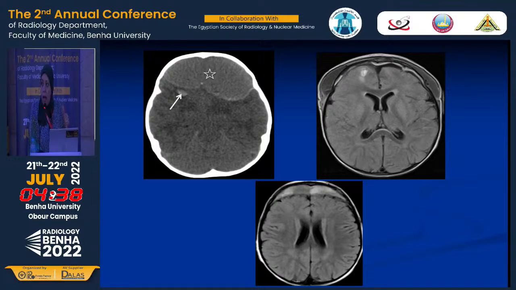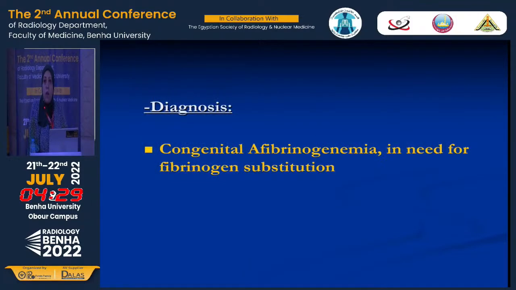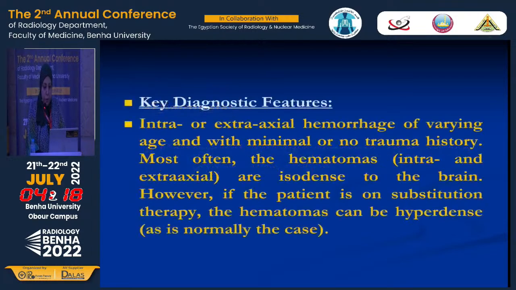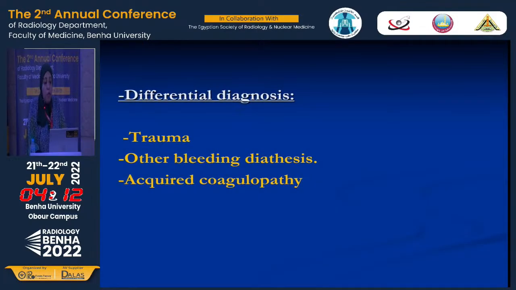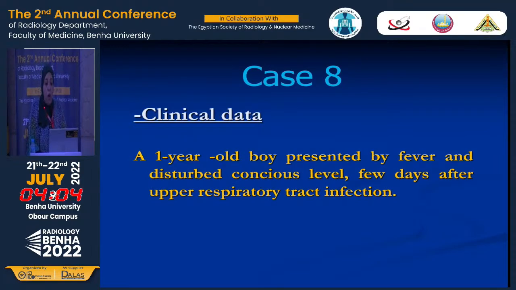It's isodense. Isodensity means that there is a coagulopathy disorder, and in a neonate there is an important condition known as congenital afibrinogenemia, which needs immediate fibrinogen substitution to avoid recurrent hematomas or bleeding anywhere. So this is an emergency, and you have to consider it in a neonate after excluding trauma and other bleeding or coagulopathy disorders.